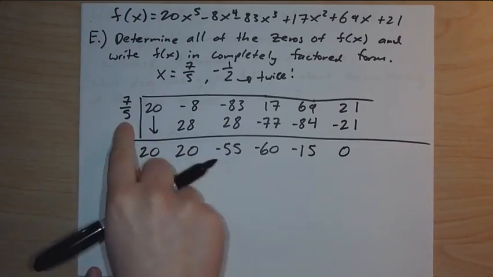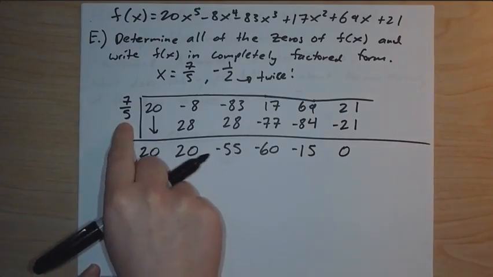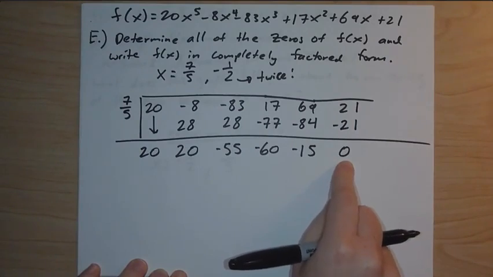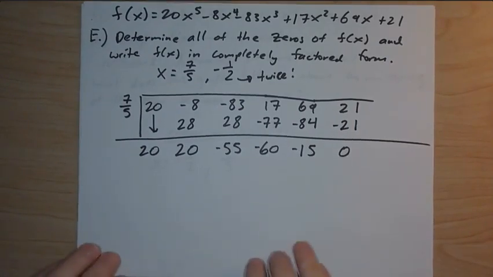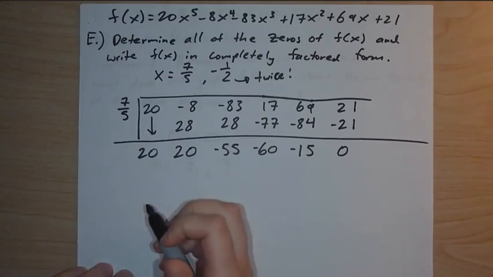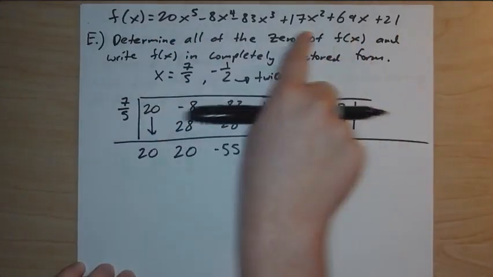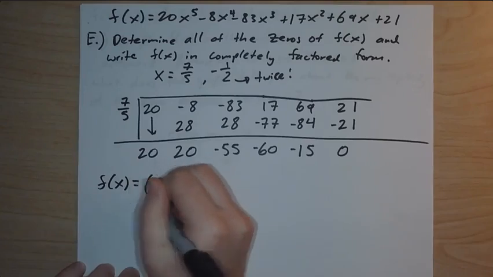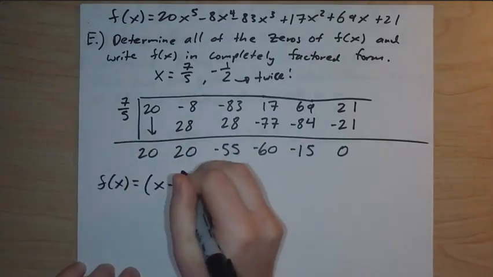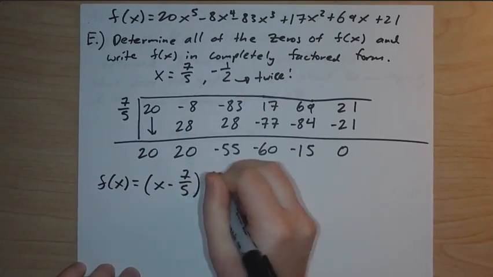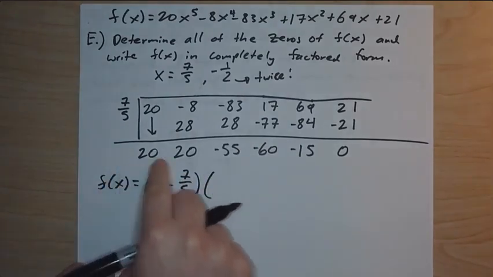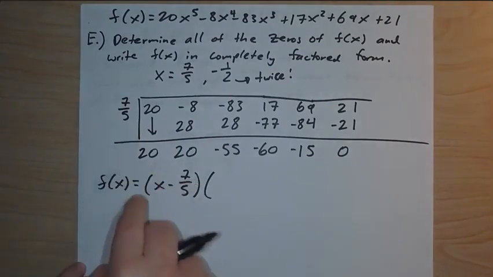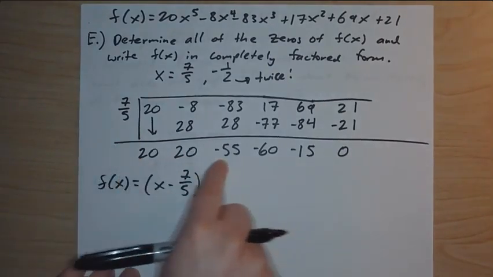So we have now just confirmed that 7/5 is in fact a 0 of this function up here because it ended in 0. If it ends in 0, then we know that it is in fact a 0 if we do synthetic division, and any kind of division, actually. So now that we've done that, we can rewrite this function like this. We know that f of x is equal to our 0, x minus 7/5, times our polynomial that was left right here. So we took out the x that was 7/5, and we have a remaining polynomial here.